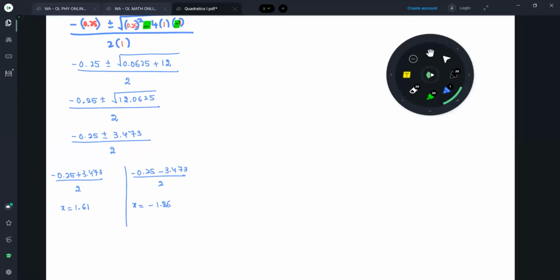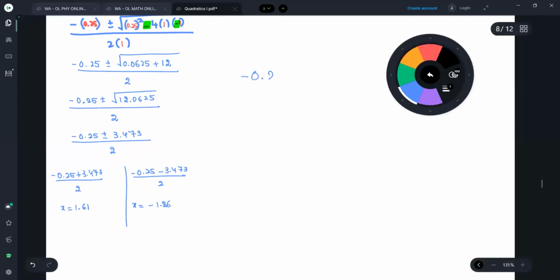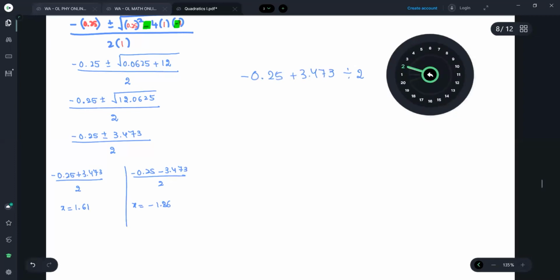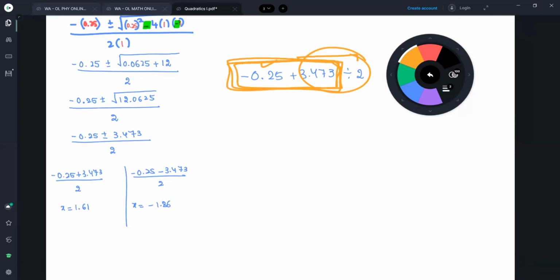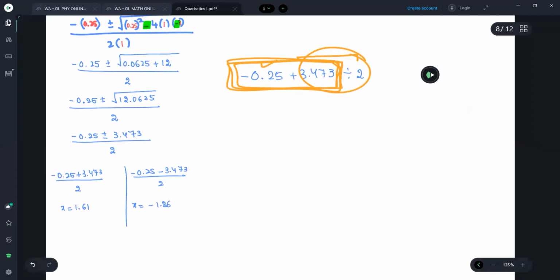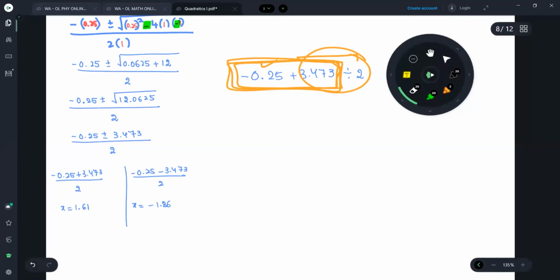Now what happens is, all of you pay attention now. If you write down minus 0.25 plus 3.473 divided by 2 on the calculator, because the calculator follows BODMAS, it divides first. पहले इन दोनों को divide कर देगा, and then it will subtract or add 0.25 to it. So after you've written down minus 0.25 plus 3.473, press the equals to sign. Whatever is your answer, then divide the answer by 2. Okay, do not make this mistake tomorrow.